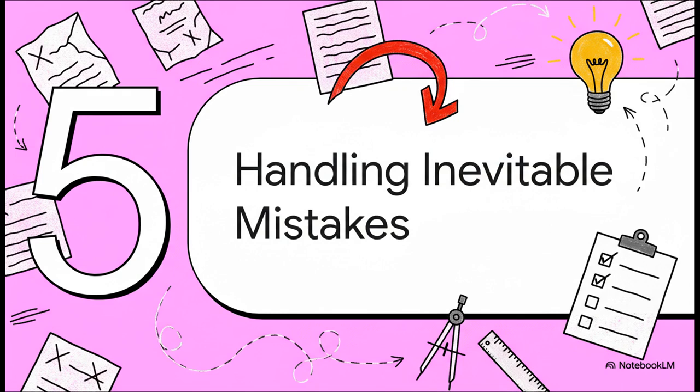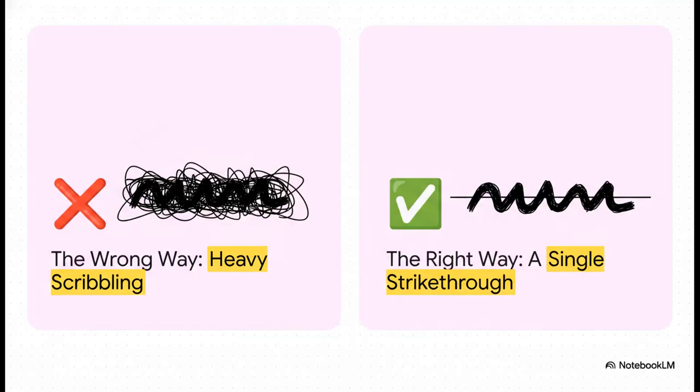Now, let's be real for a second. You're probably going to make a mistake somewhere. It's totally normal, but it's how you handle that mistake that really matters for your presentation. Just take a look at the difference here. The wrong way is to scribble all over the word. It's messy, it's distracting, and it basically puts a giant spotlight on your error. The right way? It's just a single, neat line right through the word. It's clean, it's professional, and it doesn't break the visual flow of the page at all.